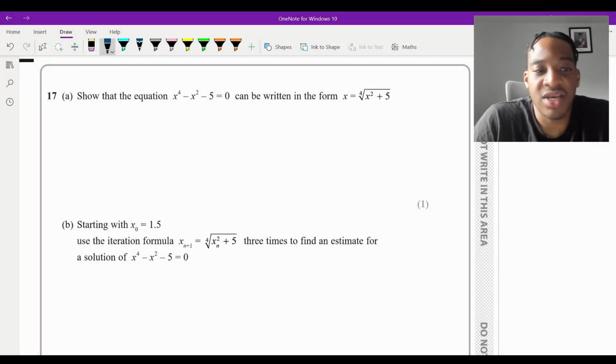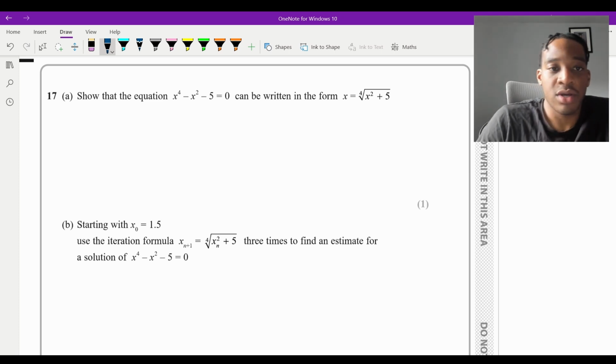Okay, so question 17a says, show that the equation x to the 4 minus x squared minus 5 is equal to 0 can be written in the form x is equal to the 4th root of x squared plus 5. Now, this is a show that question, so we've got to use algebra here. So I'm going to rewrite the equation that we're starting with. So x to the 4 minus x squared minus 5 is equal to 0.